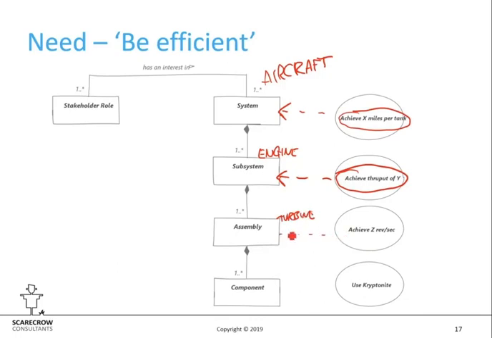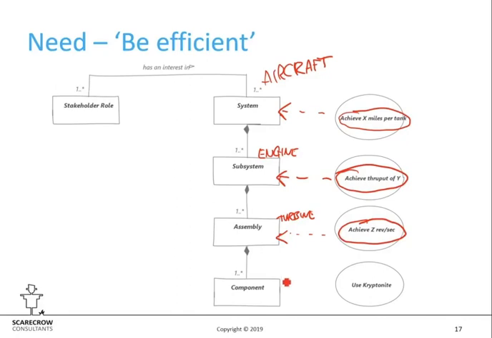What do we mean by being efficient at this level? It might be something like achieving so many revolutions per second in a particular way. That might be using different algorithms or whatever it's going to be in our software control. But again, we have a different interpretation of the same need statement, being efficient, because the context has changed, because we're looking at it at a different level in our system hierarchy.